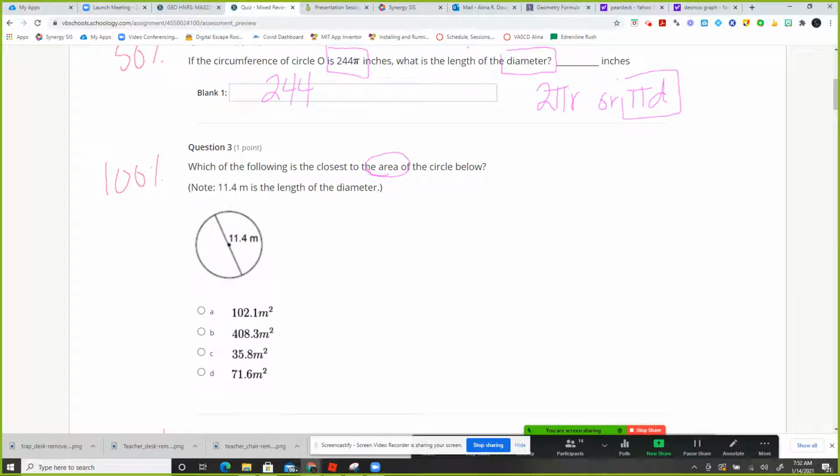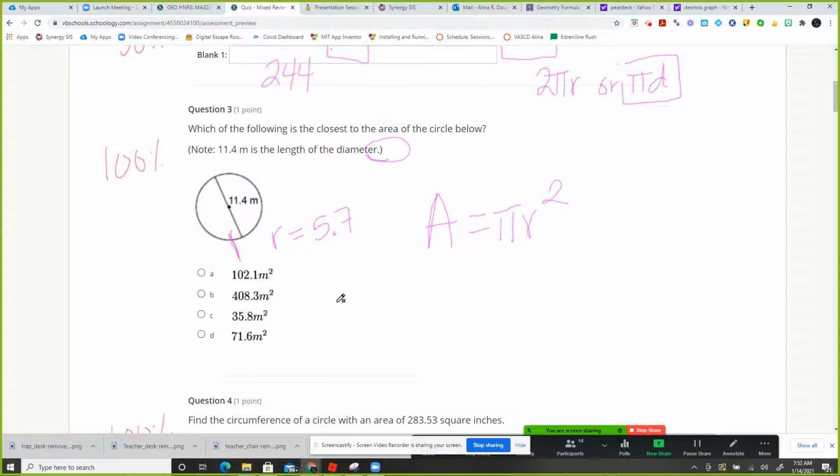So if you go back to that formula sheet, you'll see area of a circle equals pi r squared. The hard part here is to just remember that the radius is half of the diameter. So the radius is going to be 5.7, right? Use that and you'll get the right answer every time.